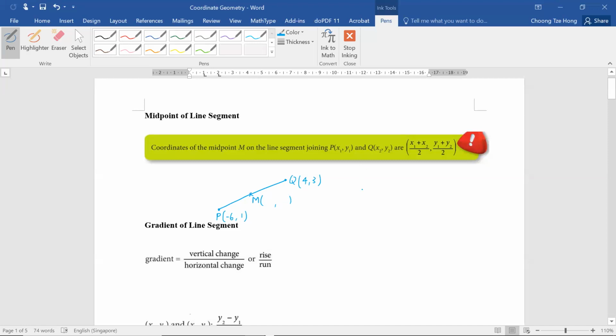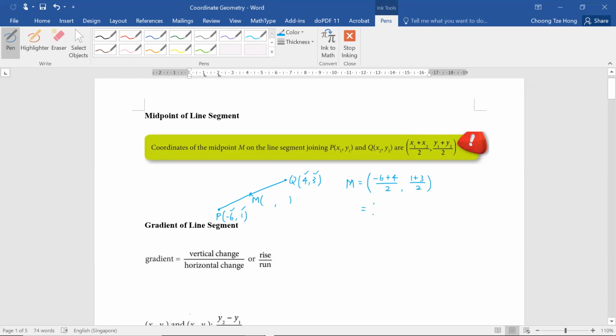We can do so very easily by just doing this. The x coordinate of P is negative 6. We add it to 4. So negative 6 plus 4, divided by 2. Then we'll do likewise for the y coordinate: 1 plus 3, divided by 2.